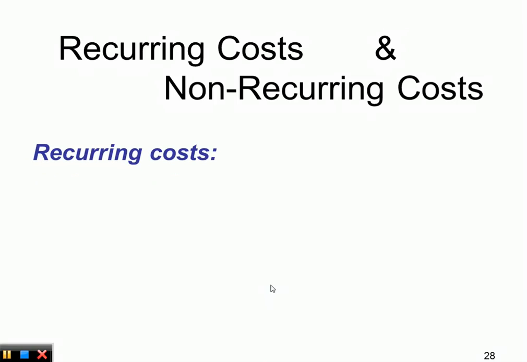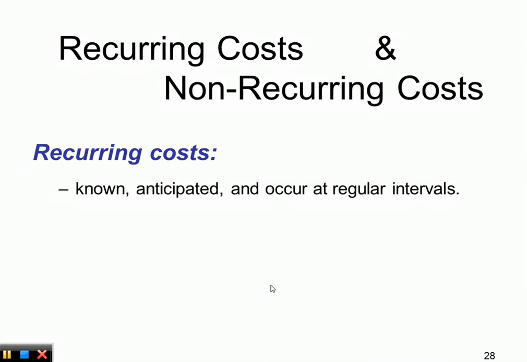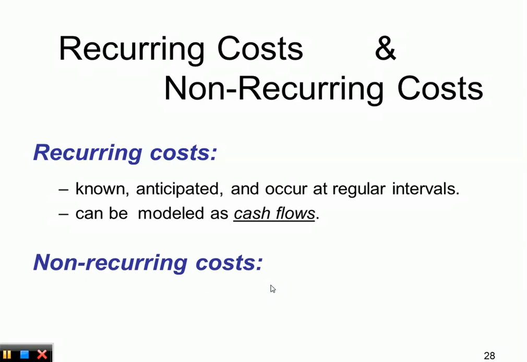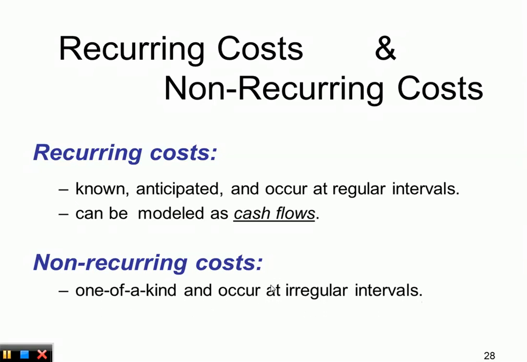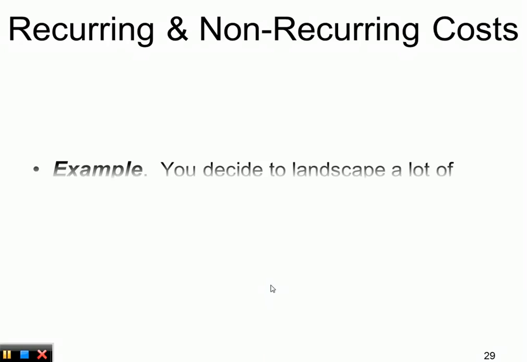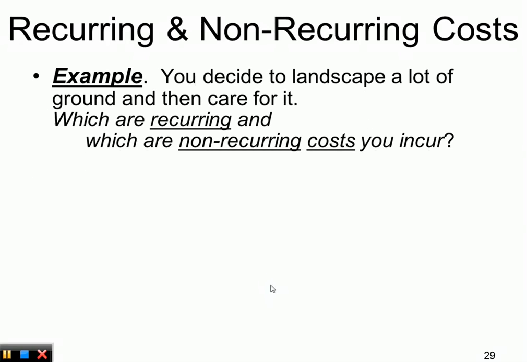So now let's take a look more specifically at what recurring costs are. Recurring costs are known, anticipated, and occur at regular intervals. They can be modeled as cash flows. Non-recurring costs are one of a kind and occur at irregular intervals. They are difficult to plan for or anticipate. Example, you decide to landscape a lot of ground and then care for it. Which are recurring and which are non-recurring costs you incur?